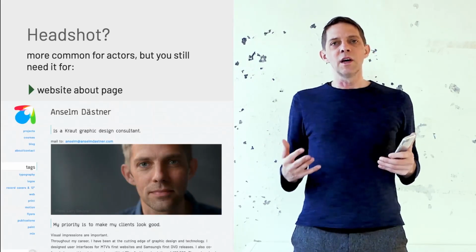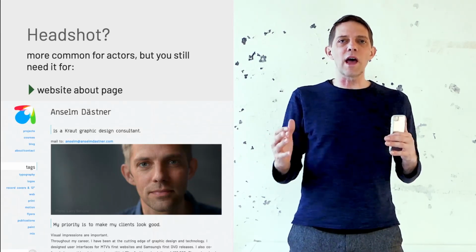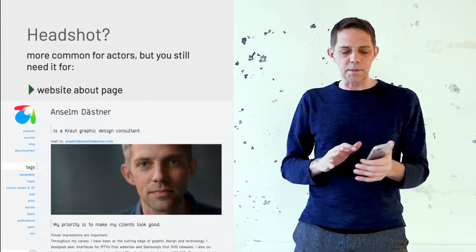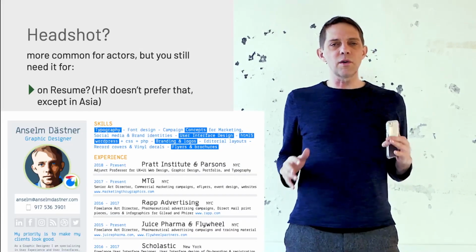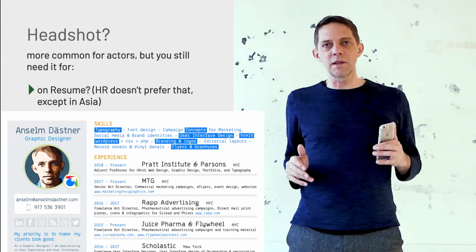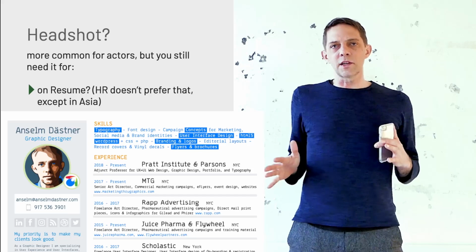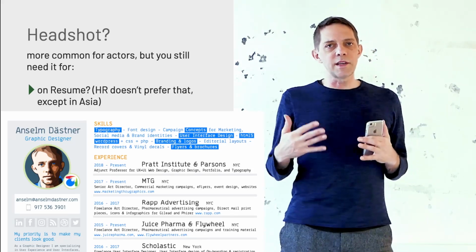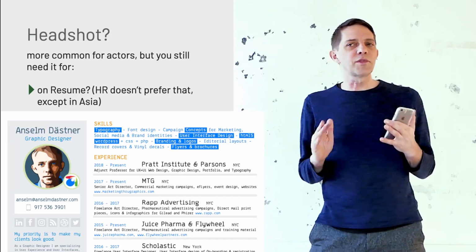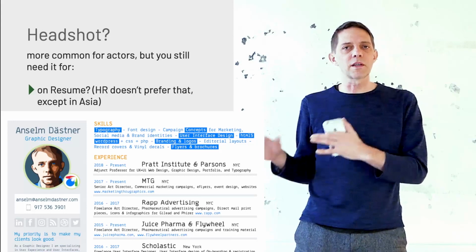You also need it on your website in an about section. You don't have to, but I think it's also a good opportunity to have it. And this is mine. You don't need it, like I said, on a resume anymore. Obviously, HR departments don't require headshots to be sent in because you're going to be biased already by your photo. So the focus should be on your work and your resume.